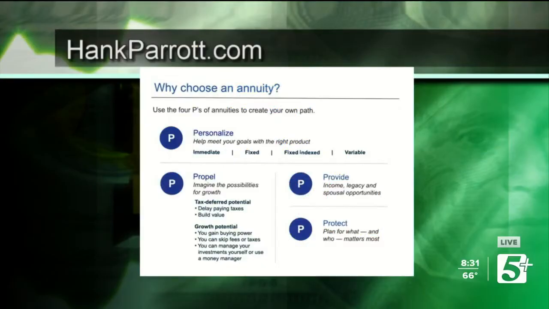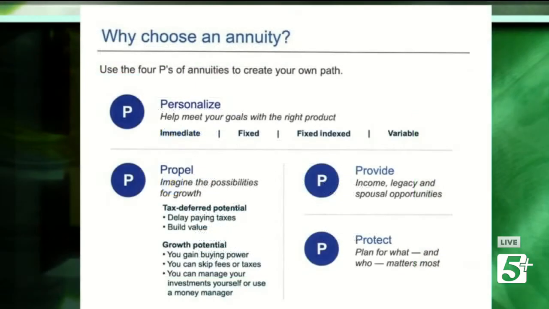Why choose an annuity at all? I mentioned to you one piece being plugging it into a portfolio in place of some bonds as a way to reduce risk and enhance returns. Another is personalizing, so again, determining which one. This is the 4 Ps according to Nationwide. Personalize: finding help to meet your goals with the right product. Propel: possibilities for growth, tax-deferred growth potential, income, legacy, spousal opportunities. And protect. This is one of the keys. Protect what you need most.